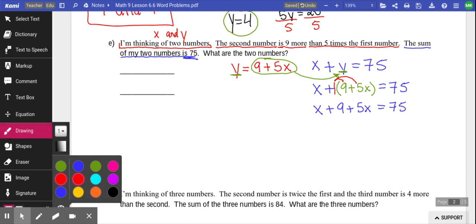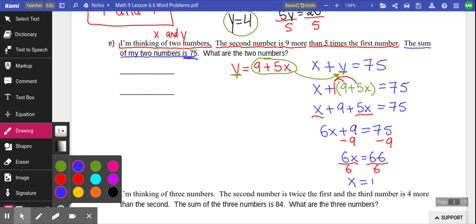I then have some like terms here. I have x and 5x. That'll add together to be 6x plus 9 equals 75. I want to subtract my 9 from both sides. That gives me 6x equals 66. And then divide both sides by 6. That gives me x equals 11.